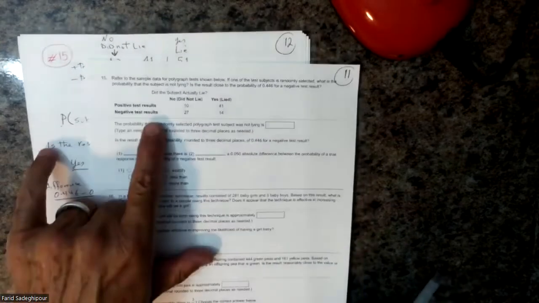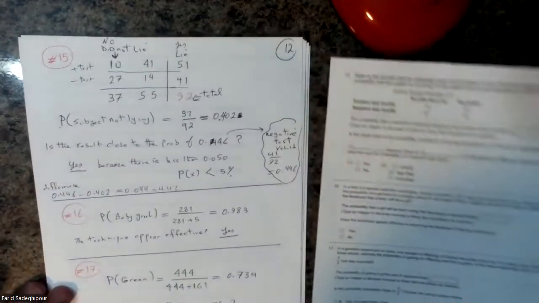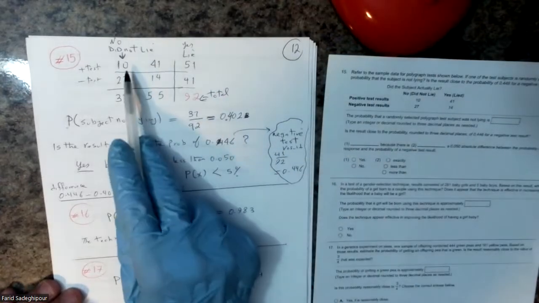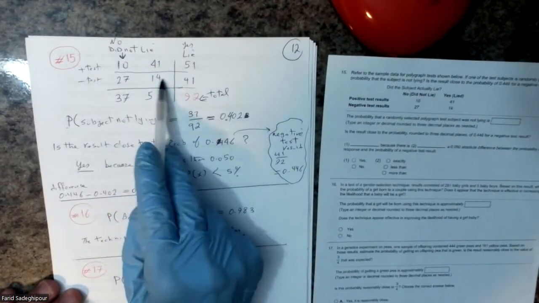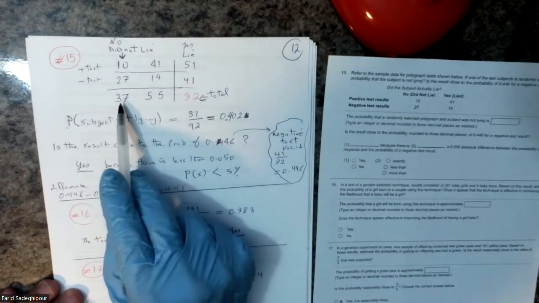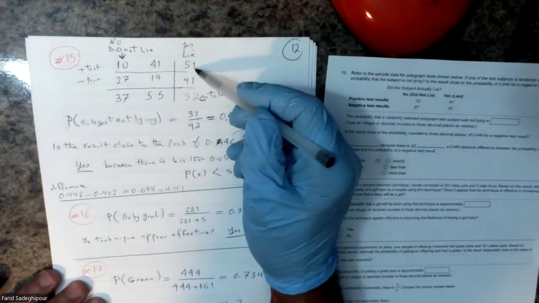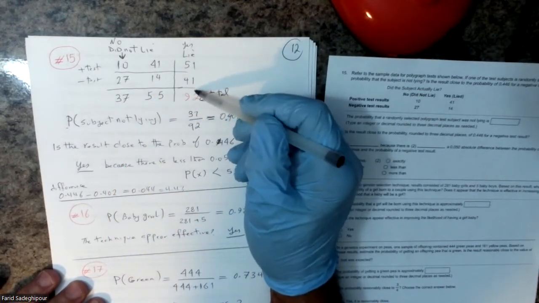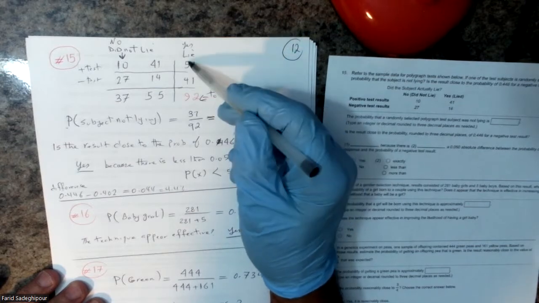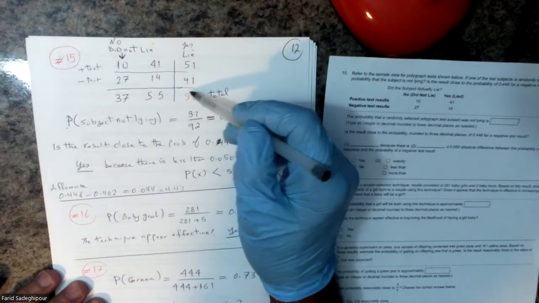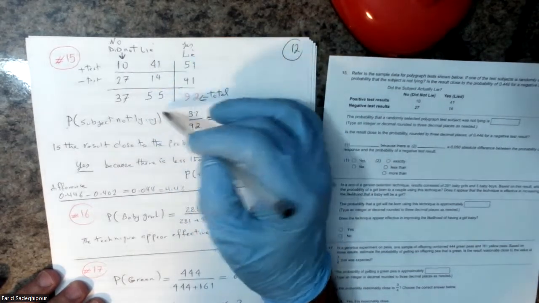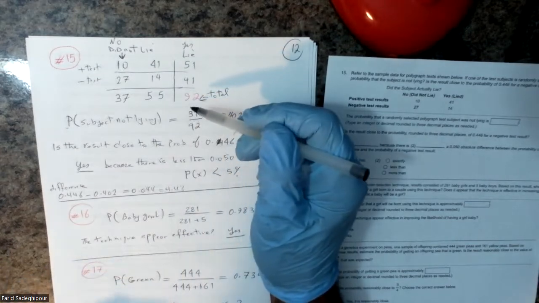The same thing for these problems. What you do is you just add these two numbers, you add those, you add these columns. So 37 plus 55 is 92. You also add these two, 51 and 41, to make sure that is also 92. When in either direction you come up with the same number, then you know your table is correct. You can continue with the problem.